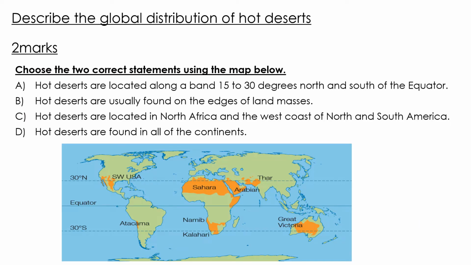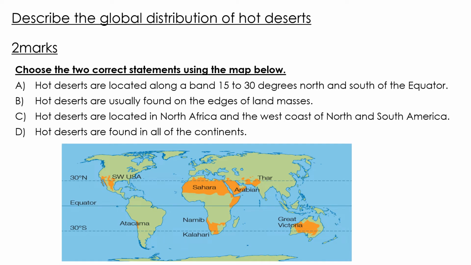One of the things that's really important for geographers is to know about location and being able to describe the distribution of where hot deserts are found along the Earth's surface. Now this is generally a 2-mark question, and this might come up at the very beginning of your Living World exam.